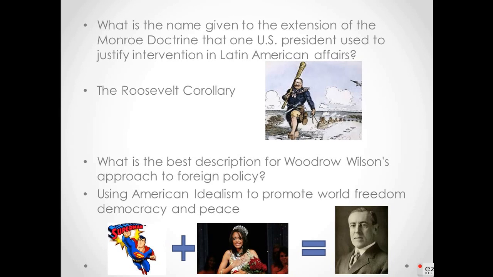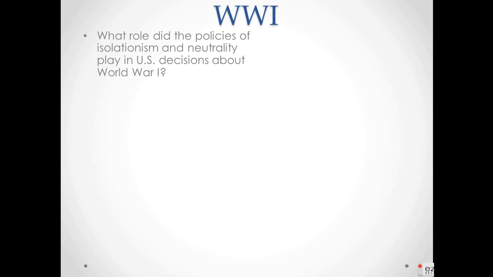Coming up on World War I, what role did the policies of isolationism and neutrality play in the U.S. decisions about World War I? Well, we really didn't want to get involved at first, so we wanted to be neutral. These policies really kept us out of the war for a long time. The roles of isolationism and neutrality: we wanted to be left alone. We wanted to be neutral. Did it last forever? No, but in the beginning at least, it helped us stay out of the war. It was a reason we stayed out.